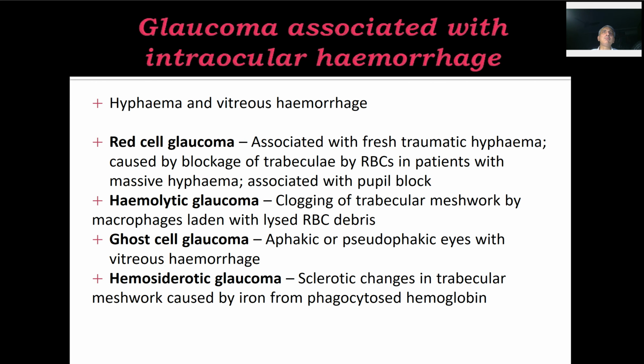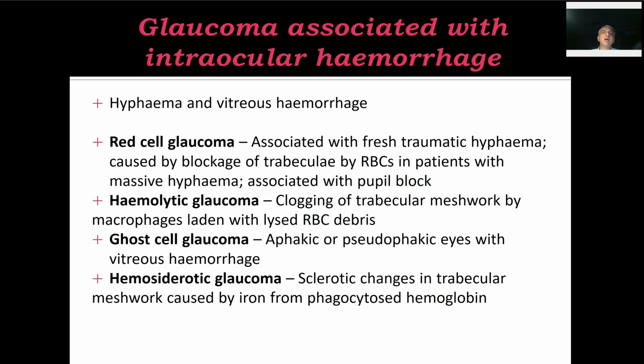Or you can get ghost cell glaucoma, which is in aphakic or pseudophakic eyes with vitreous hemorrhage, where there are dehemoglobinized RBCs, and their shells cause ghost cell glaucoma. Or you can get hemosiderotic glaucoma, sclerotic changes in the trabecular meshwork caused by iron from the phagocytosed hemoglobin. So you can see all components of the RBC can actually cause glaucoma, either the cell itself, or the macrophages which are laden with the RBCs, or the shell of the RBCs which produce ghost cells, or the iron which is released. All can cause glaucoma by going into the trabecular meshwork.